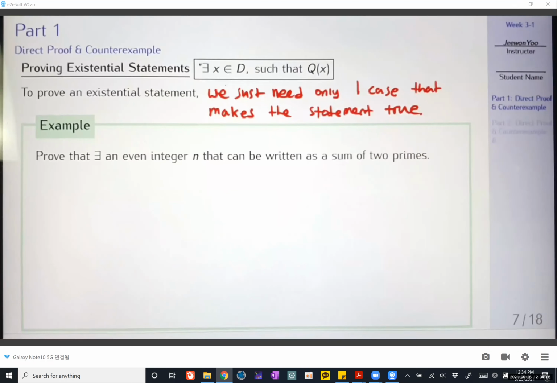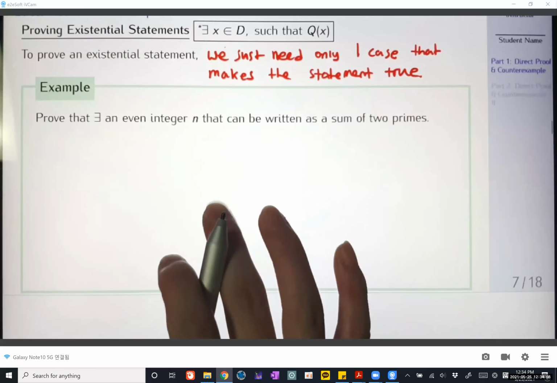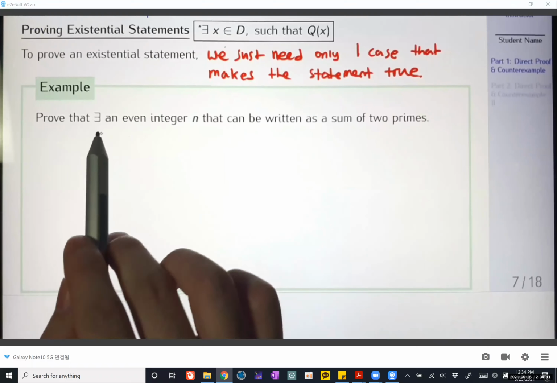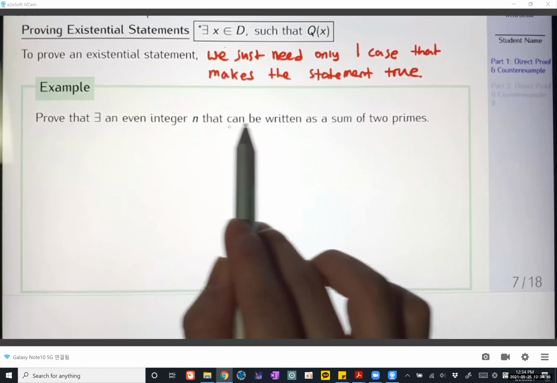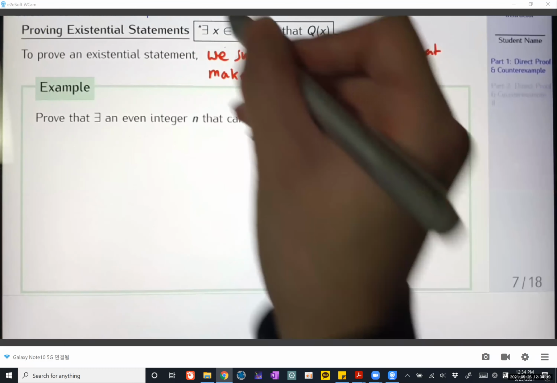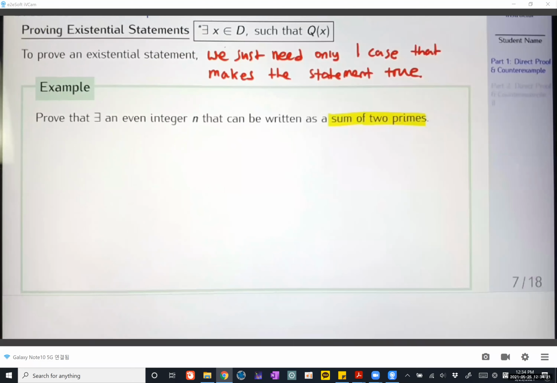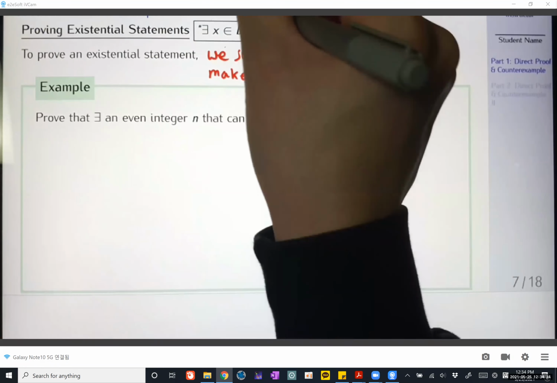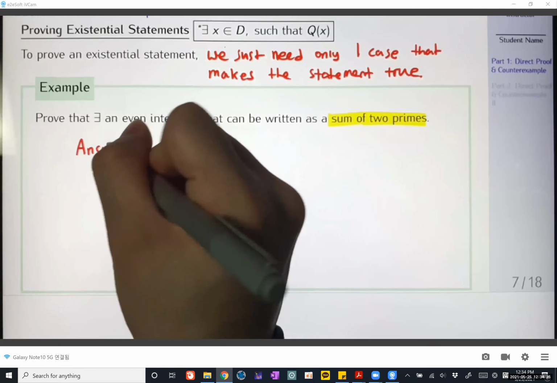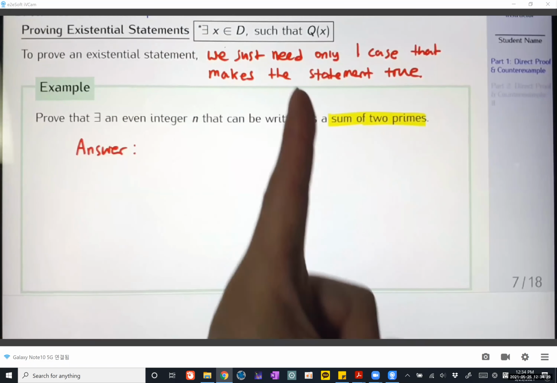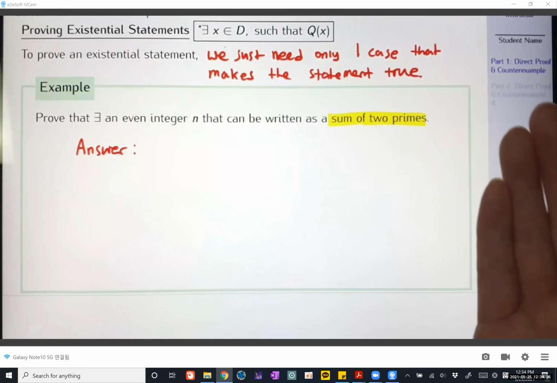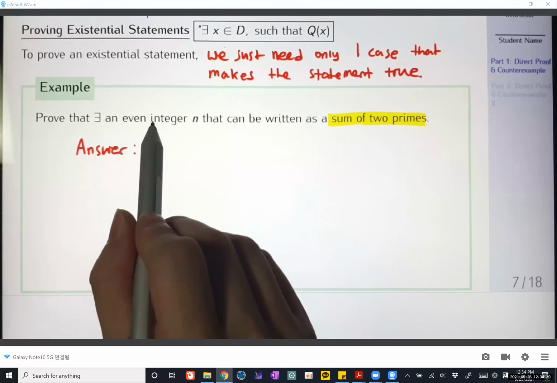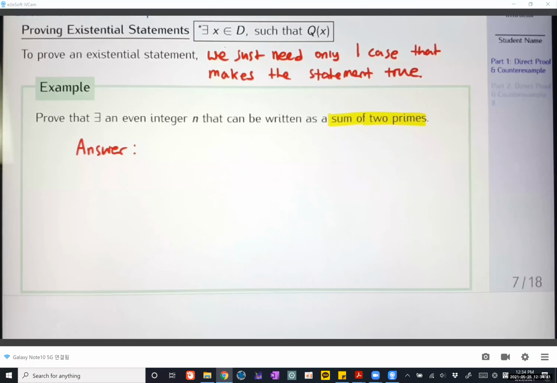Okay, let's see how this problem turns out. Prove that there exists an even integer n that can be written as a sum of 2 primes. There are so many answers, everyone. We just need to find one case that makes the statement true. Anyone has an answer to this? There are so many choices where an even integer can be written as the sum of 2 prime numbers.